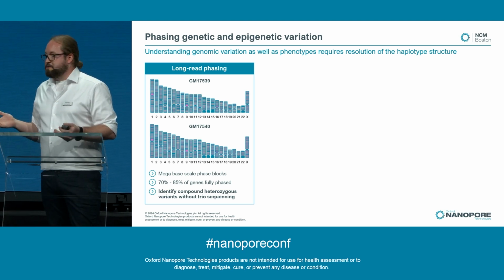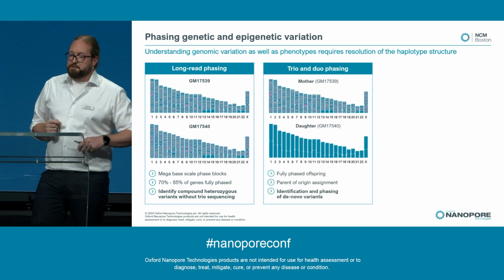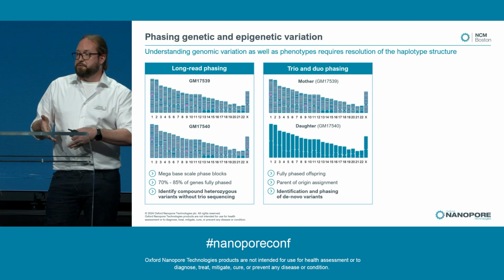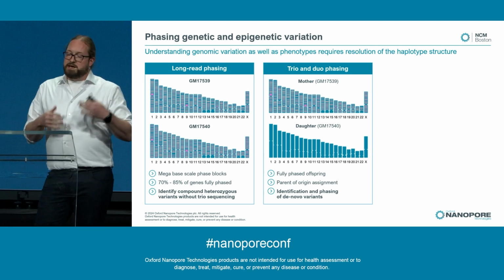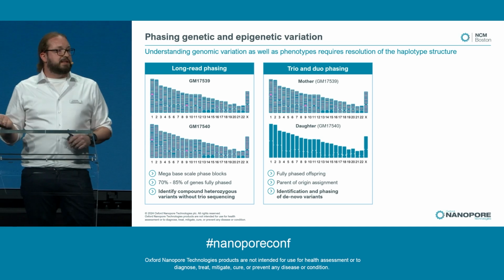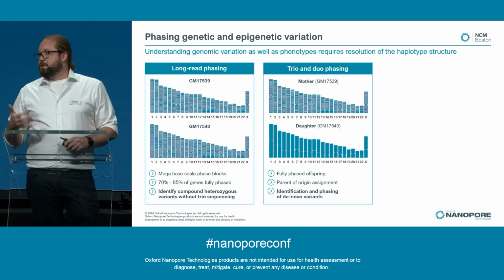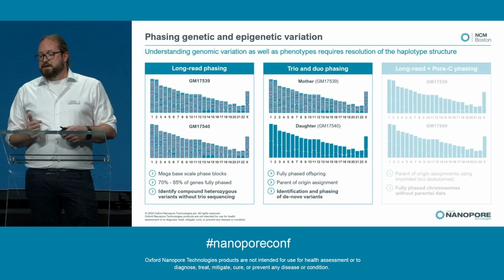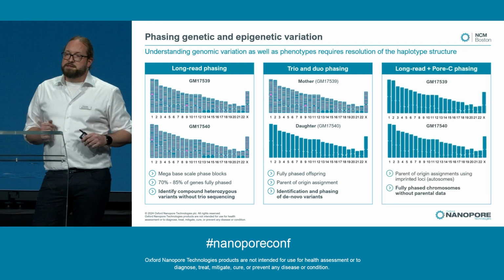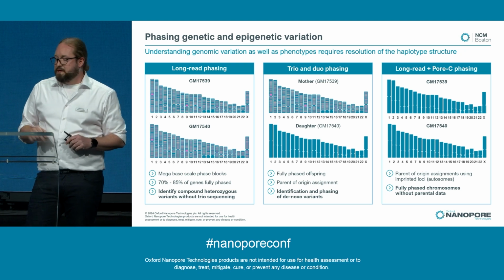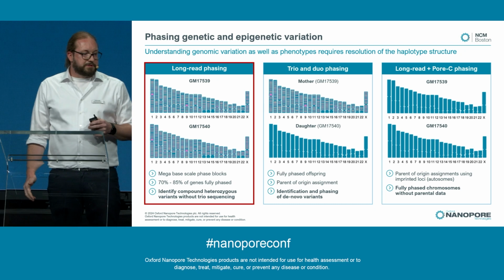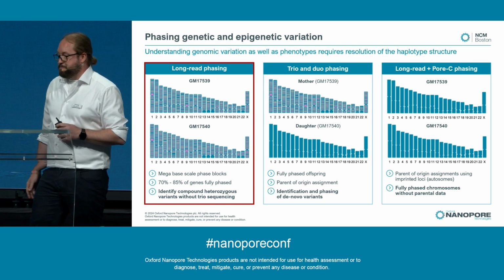If, for whatever reason, you need that, you can go to more traditional ways of doing it, which is trio or dual sequencing. In the offspring, that allows you to get parent-of-origin assignment and also fully phased chromosomes. One slightly less well-known option, when you don't have access to parental data, is to throw in Pore-C as well. If you put Pore-C on top of the long reads, you will also get fully phased chromosomes. Later in my talk, I'll show you an example where this is useful. But for now, we'll just focus on long reads alone.